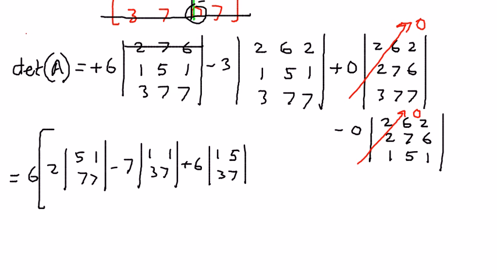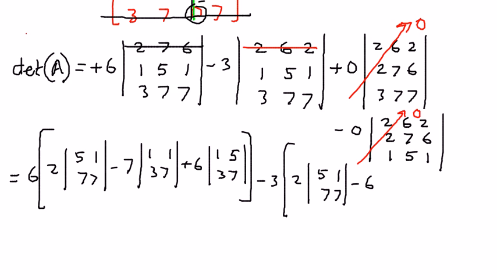That is the first part of the determinant. And then the second part is negative 3 times. We're going to travel along the first row, and therefore this is the way we're going to expand that. 2, the minor of that will be 5177, and then minus 6 times the minor of that will be 1137, and then plus 2 times the minor of that would be 1537.